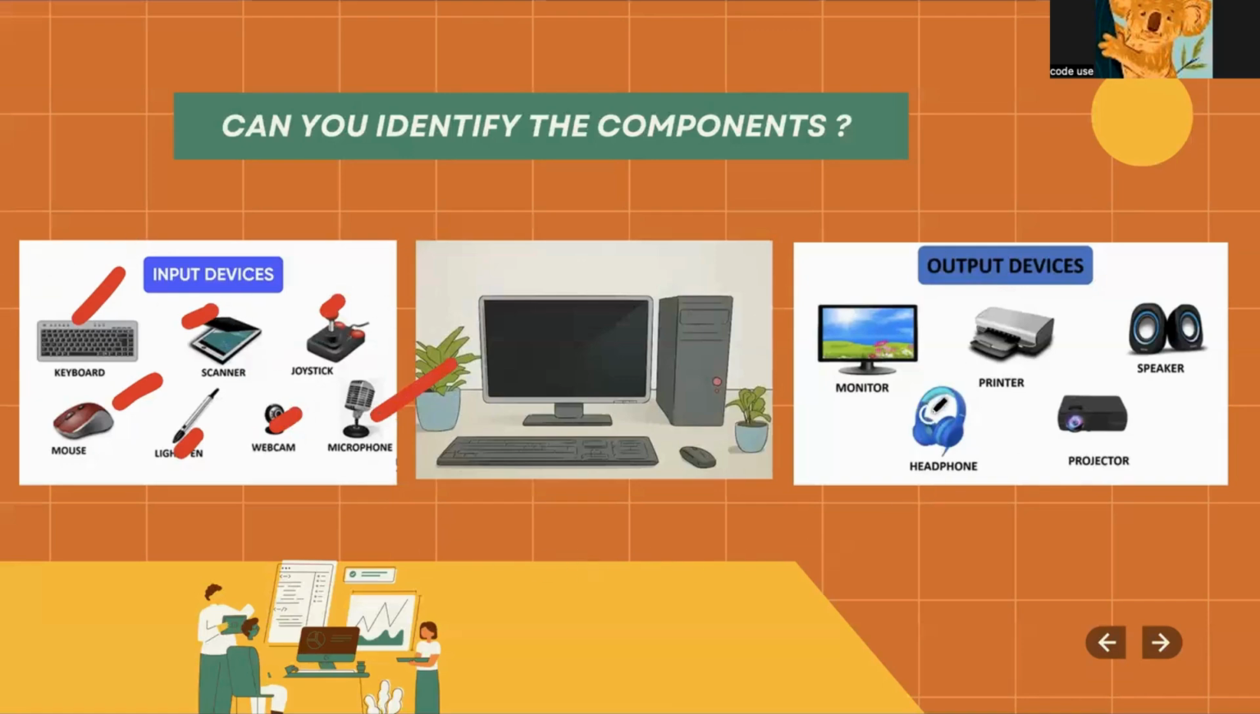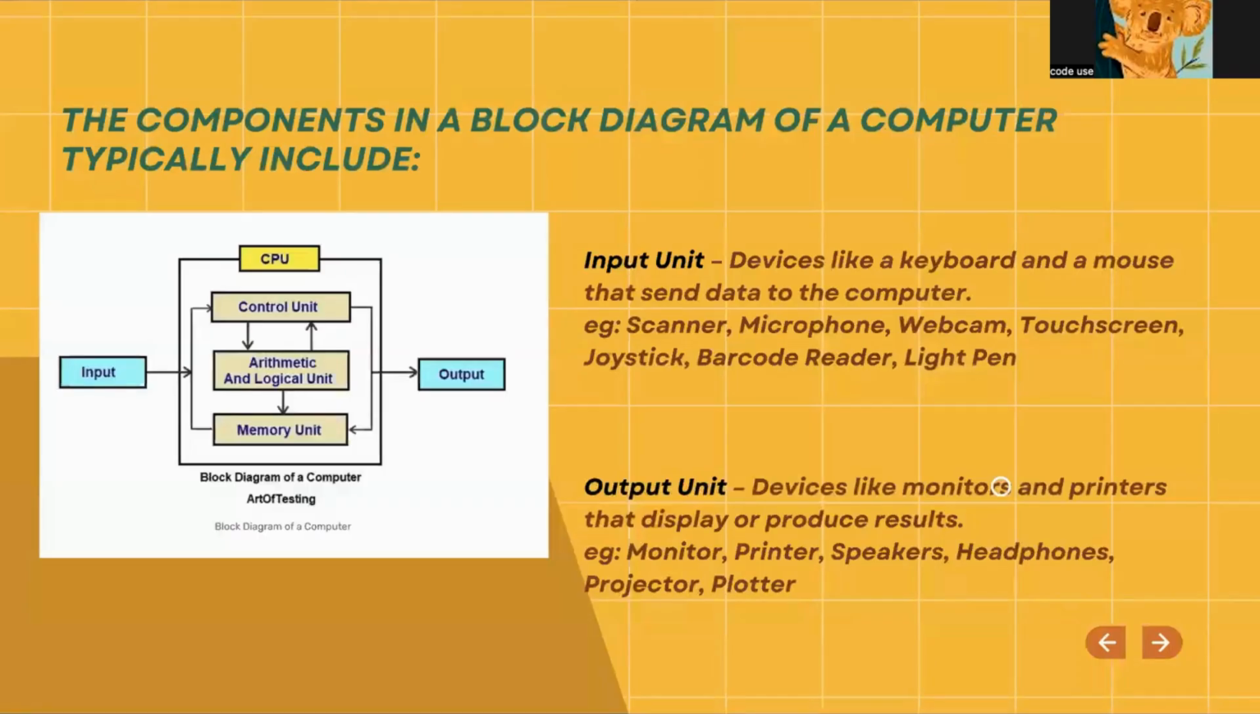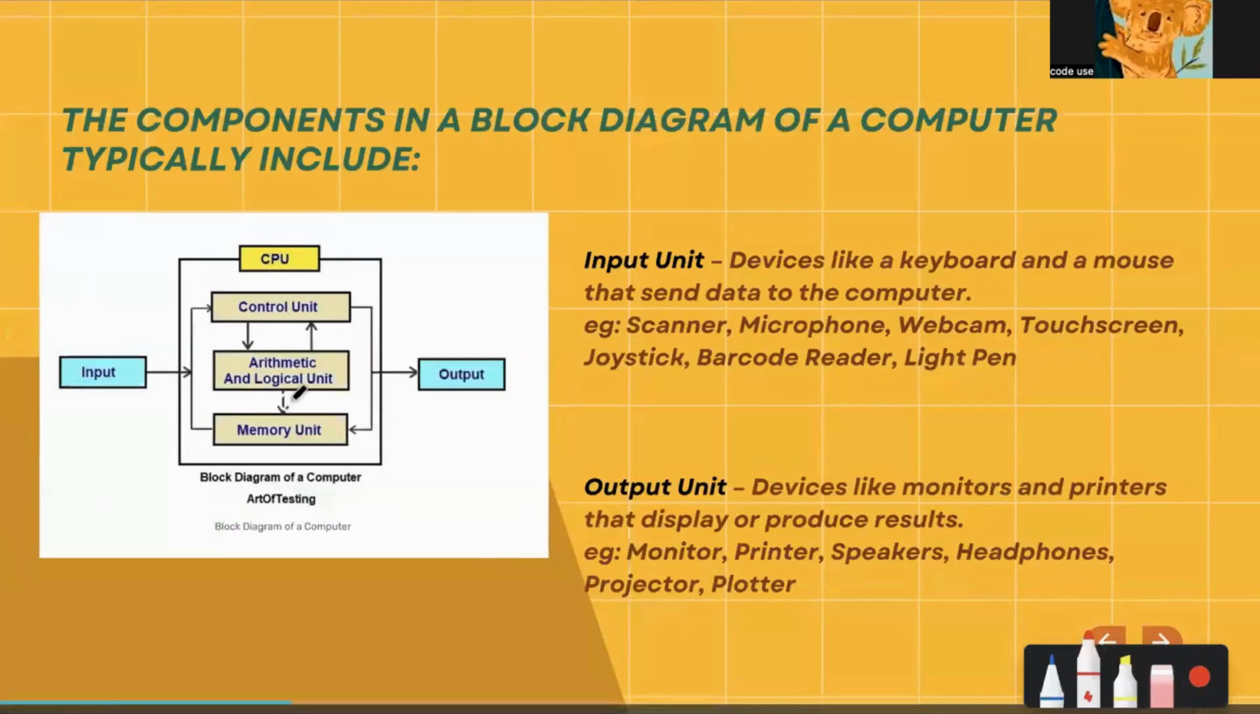Next, coming to the output devices, we have monitor, printer, speaker, headphones, and projector. These are all considered output devices. Why am I telling you this? This is because in the block diagram we have these components which are involved.